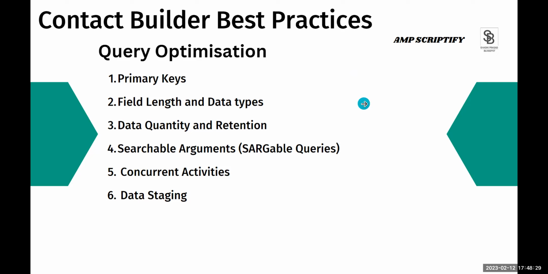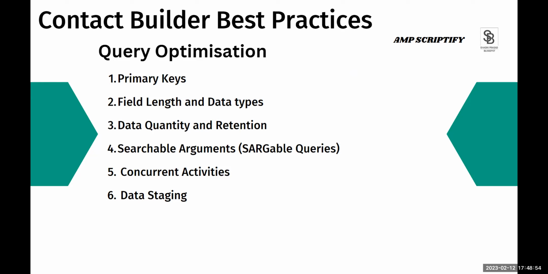And the searchable arguments: it's not like you just write a query. Okay, we'll move forward fast from here. In a searchable query, when you use a where clause, rather than using not in or not exists, use greater than, or use in. Not like is also something that leads to performance issues.